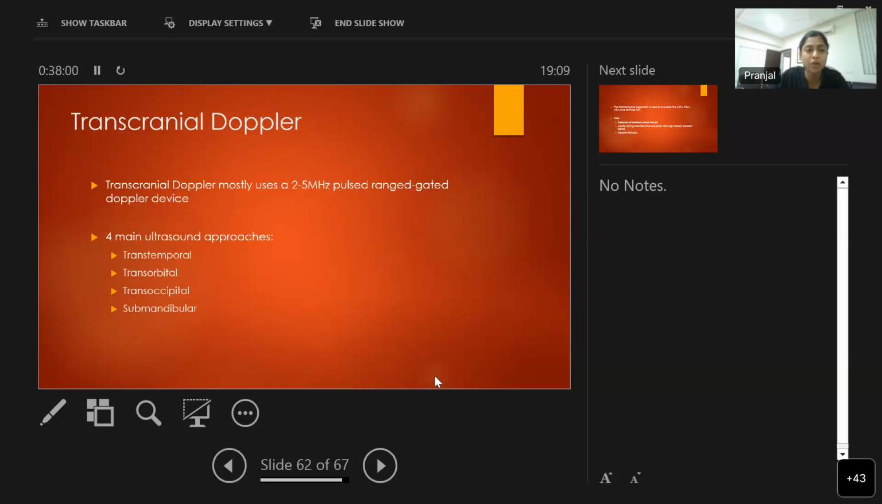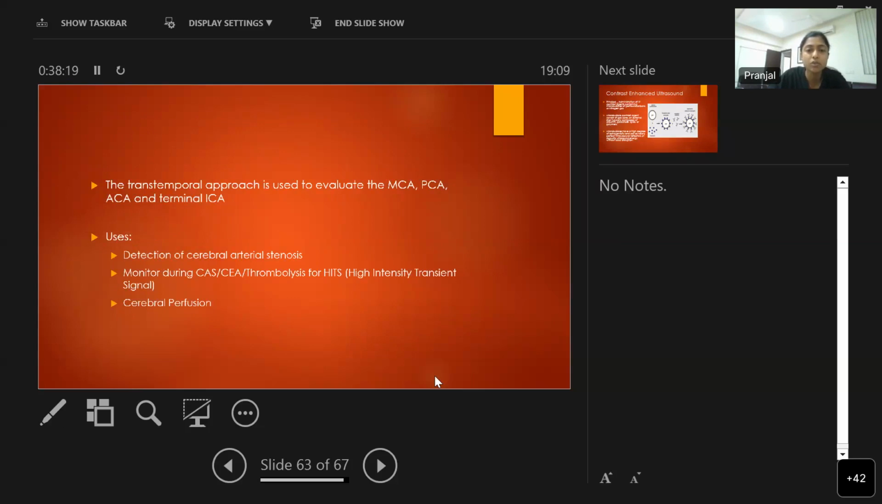Coming to transcranial Doppler. Transcranial Doppler mostly uses 2 to 5 megahertz pulse range gated Doppler devices. There are 4 main ultrasound approaches for transcranial Doppler. It may be transtemporal, orbital, transoccipital, or submandibular. Most commonly, we use a transtemporal approach, which is used to evaluate the middle, posterior, and anterior cerebral artery circulation and terminal internal carotid artery circulation.